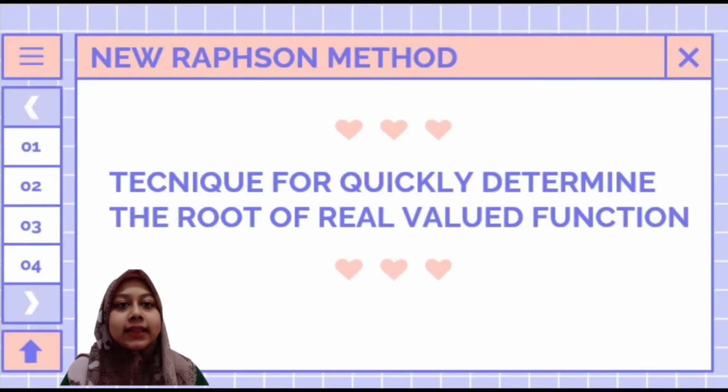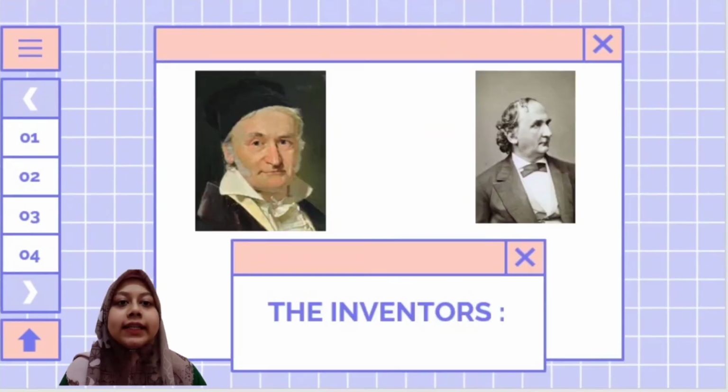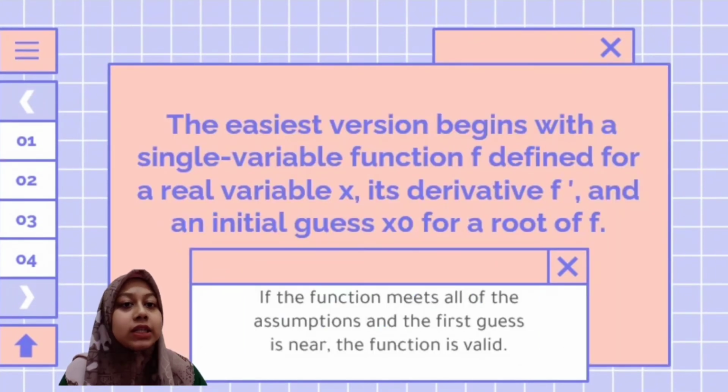Newton-Raphson method is a technique to determine the root of a real value function. The inventors of this method are Isaac Newton and Joseph Raphson. We begin this method with a single variable function defined for a real variable, its derivative, and an initial guess for a root of f. The function is valid if all the assumptions are met.